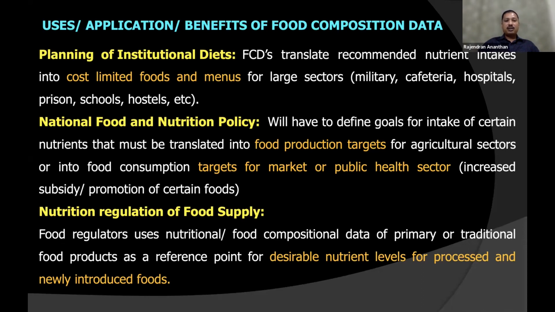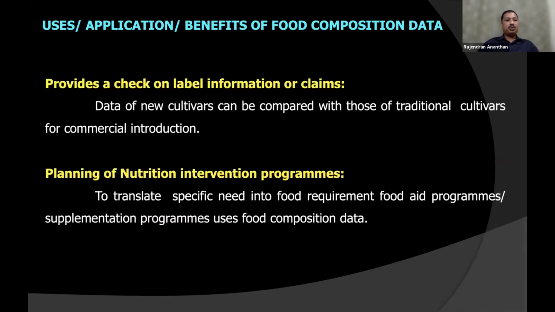Similarly, for nutrition regulation of the food supply, food regulations use nutritional or food composition data of primary or traditional food products as a reference point for desirable nutrient levels for processed and newly introduced foods. Even for government employees, fixing various DA allowances and many other government policies also use the food components available in commonly consumed foods. It is also used to check label information or claims; most packaged foods use it.